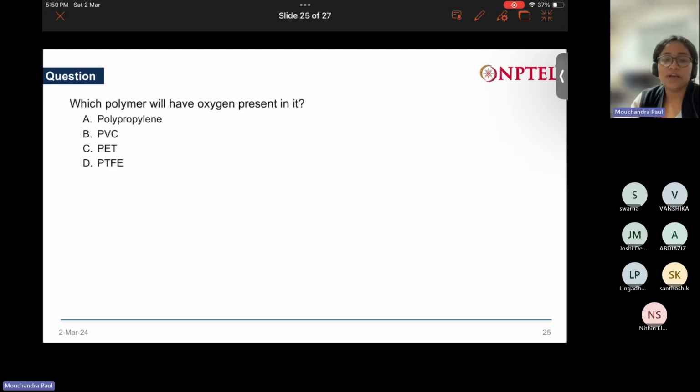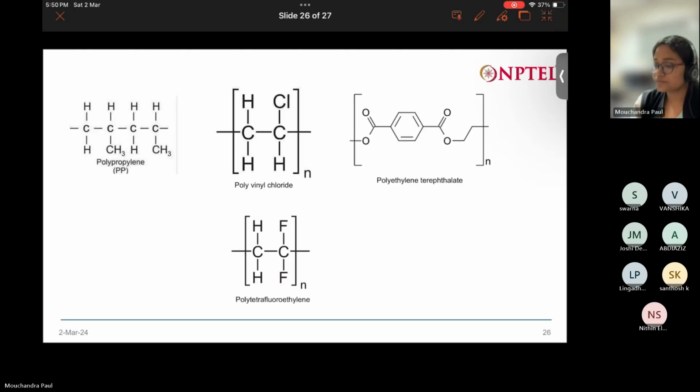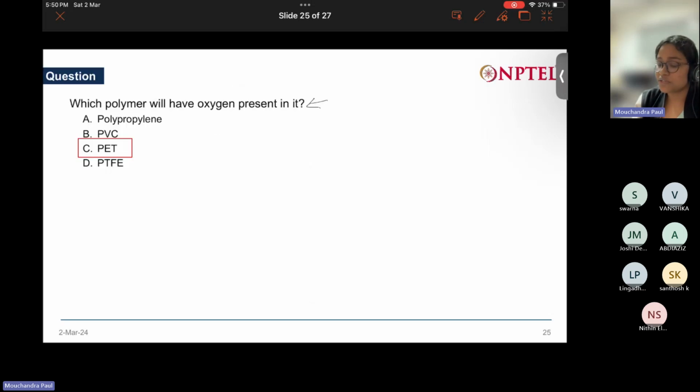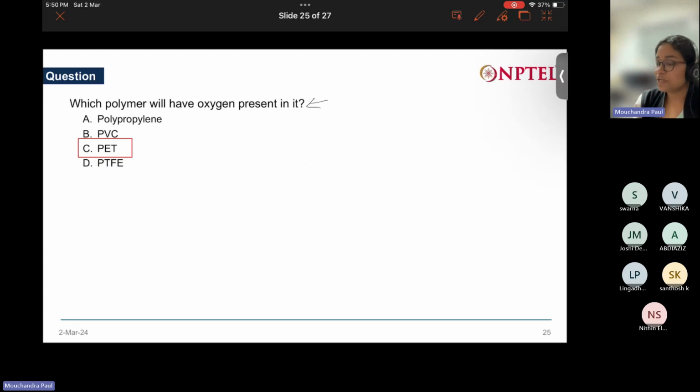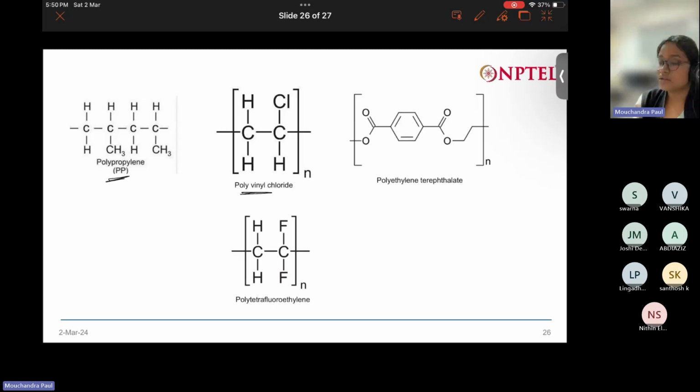Now, which polymer will have oxygen present in it? We have seen this type of question previously as well. For this, you have to first refer to the monomer units, how the monomer looks for each type of polymer. The options given to us were polypropylene, PVC, PET, and PTFE. Although you know the answer is PET, why is PET the answer? For that you have to look at the structures.